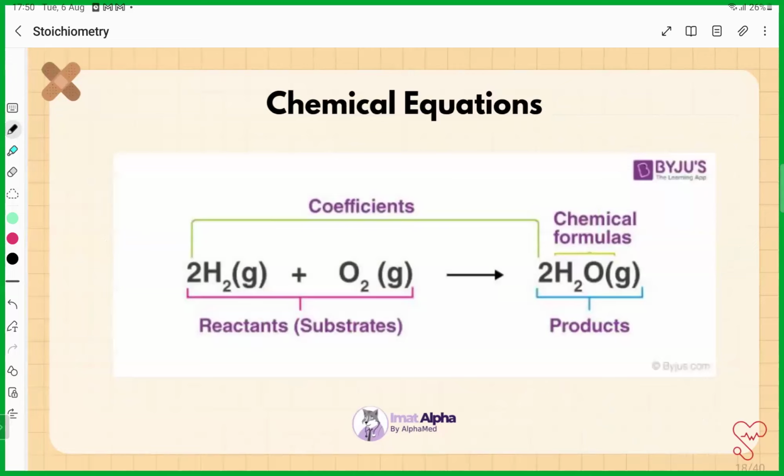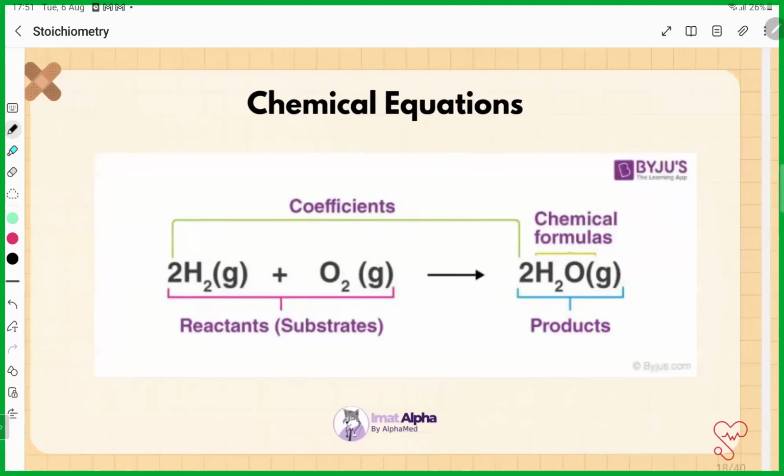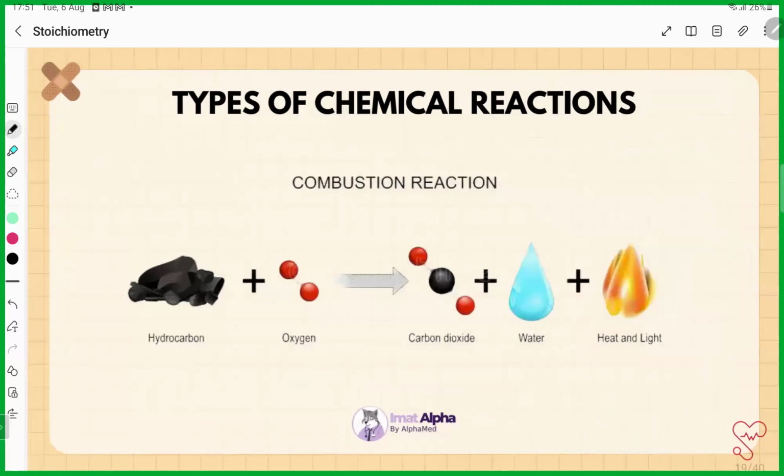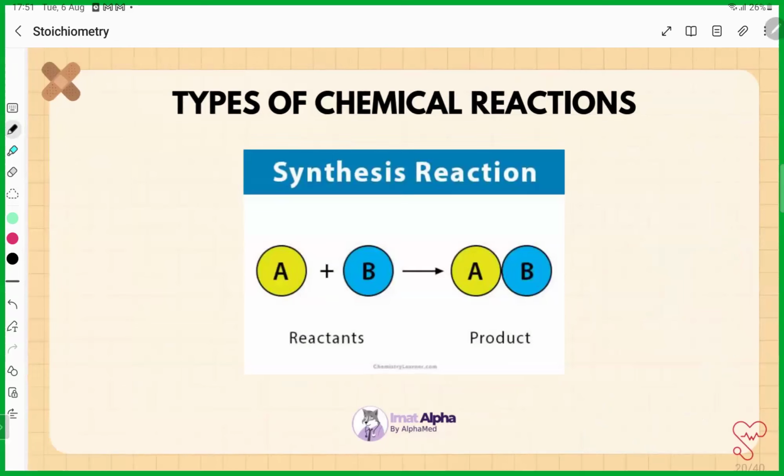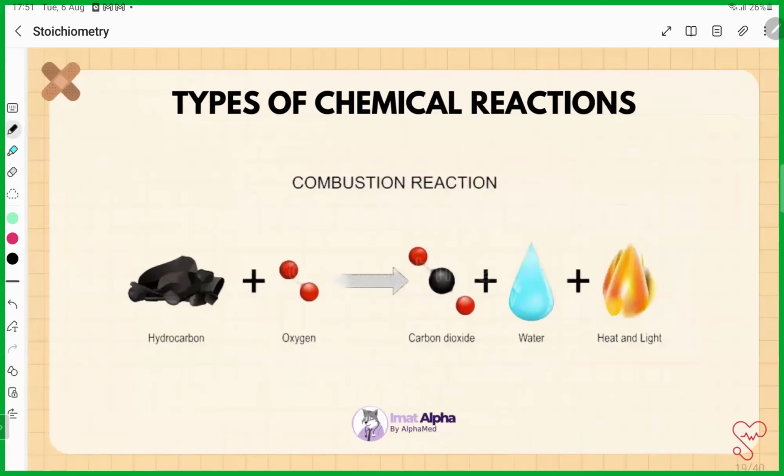Chemical equations: 2H2 plus O2 gives 2H2O. Combustion, yes. Okay, I'm going to teach you a trick to solve combustion reaction questions in the IMAT. Just give me one second. So hot here. You might see so many questions, and we will solve them tomorrow.